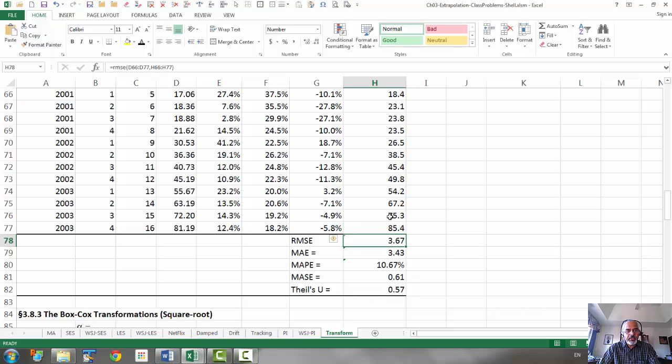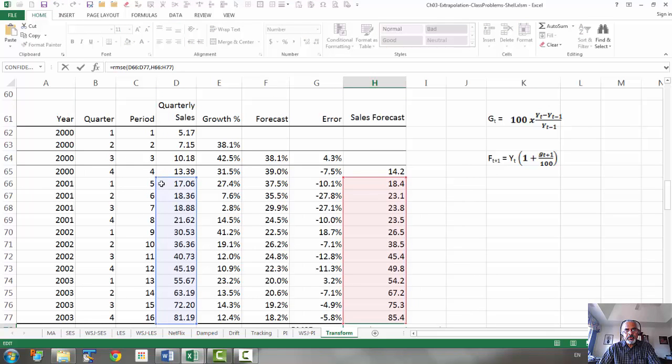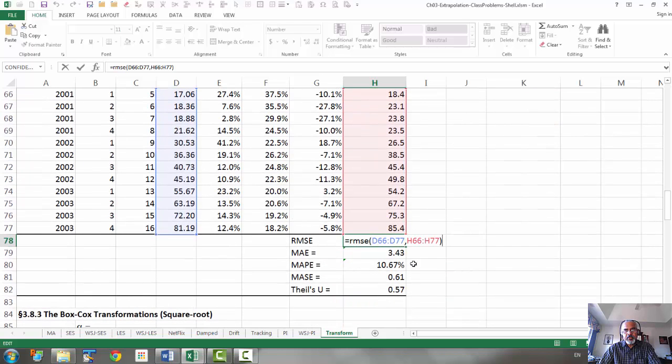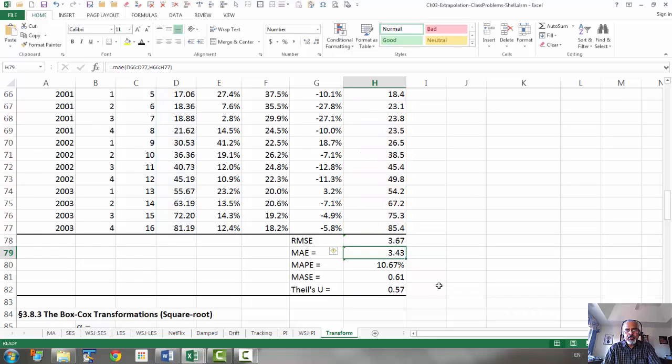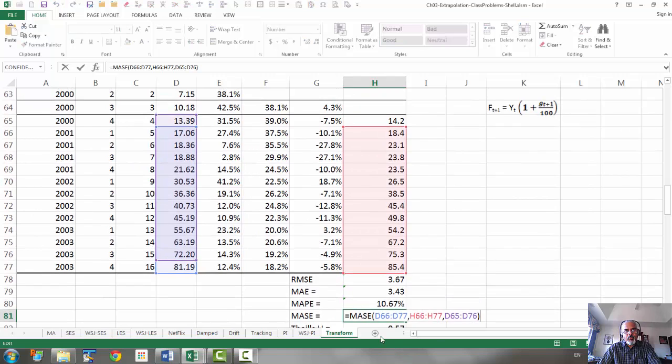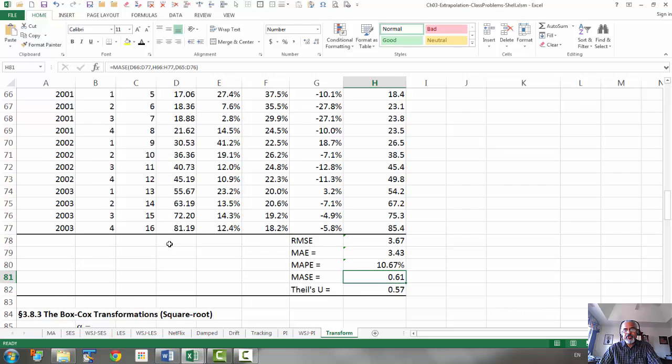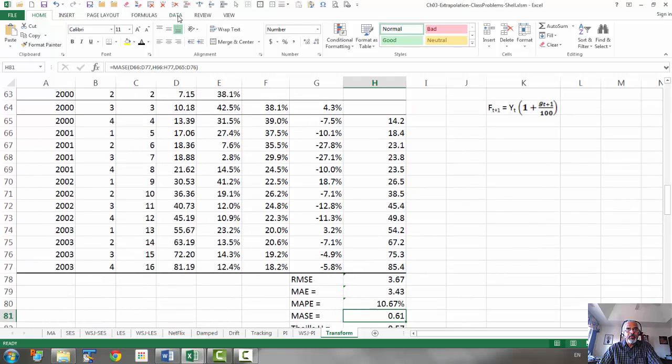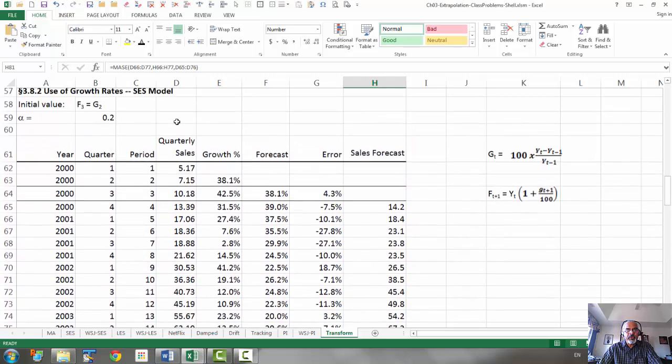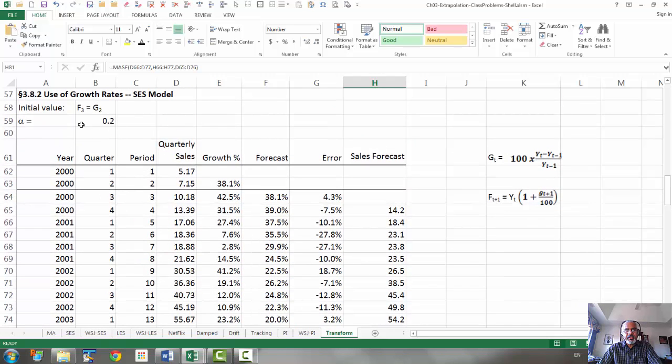So here they are. Starting from the fifth period, RMSE, MAE, MAPE, and for MASE, of course, the random walk forecast for 5 through 16 will be the actual values of 4 through 15. So once you have that, then we can run Solver for finding the best alpha.